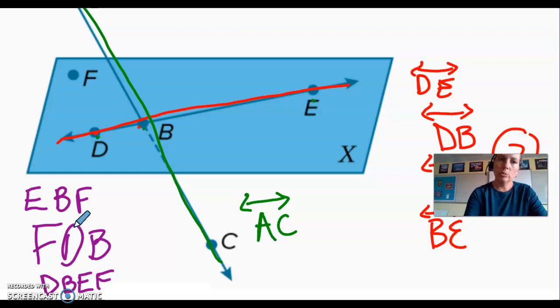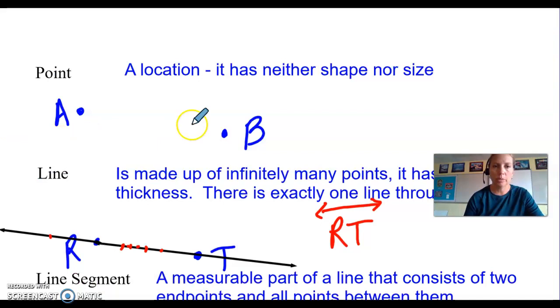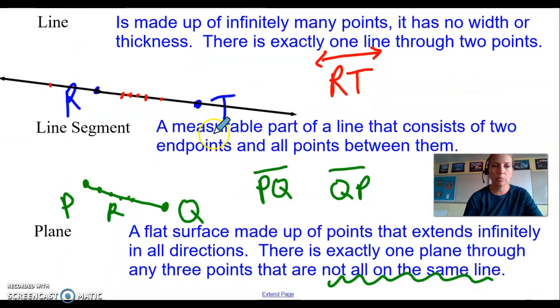The other way that we could name it is, remember this X down in the corner? It did not have a point associated with it. So we could also name it, and you have to actually write the word plane, plane X, like that. So either with 3 or more points that are on the plane, not in a straight line, or with the word plane and then that symbol or letter that's in the corner. All right, so that's how we name each of our things: points, lines, segments, and planes.